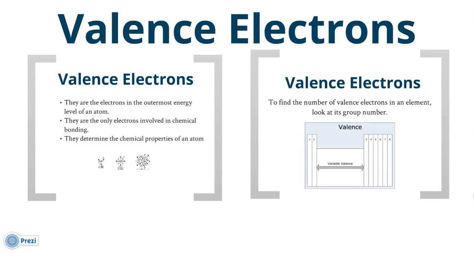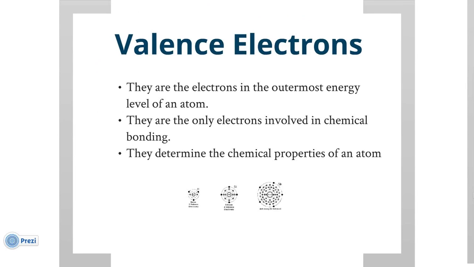Now, before we delve deeper into ions, let's review quickly about valence electrons. Valence electrons are the electrons in the outermost energy level of an atom. They are the only electrons involved in chemical bonding, and they determine the chemical properties of an atom. Let's look at some examples.